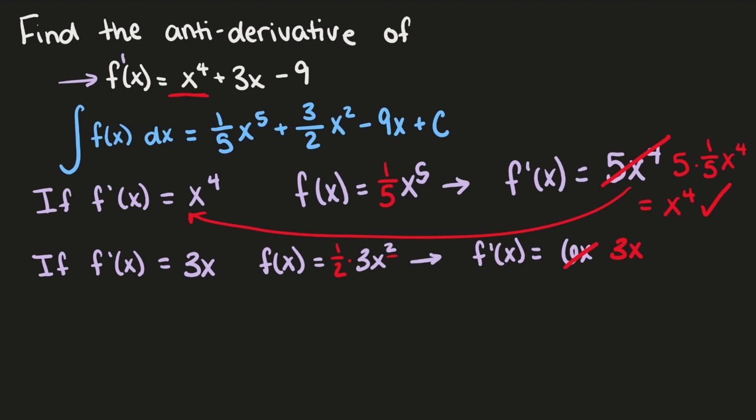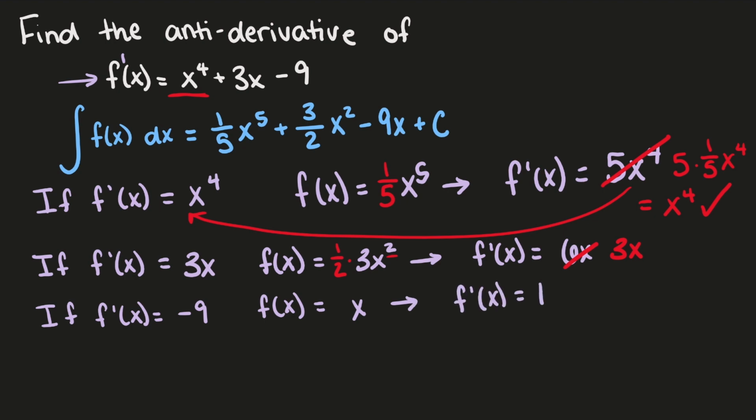And the same thing with our last term. If f prime of x equals -9, then what must f of x be equal to? Whenever we take the derivative of a function and we end up with a constant number, that function is a linear function. Our function must be x, but the derivative of just x would equal 1. So that has to be -9x because we need to just be left with that -9. And then lastly, the derivative of any constant term is 0.